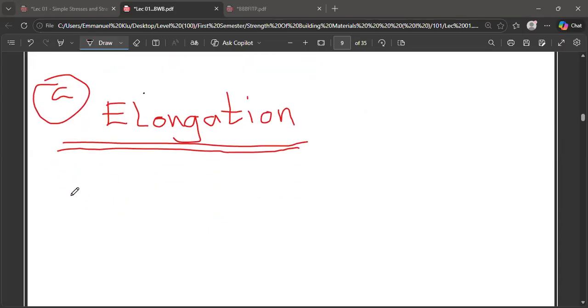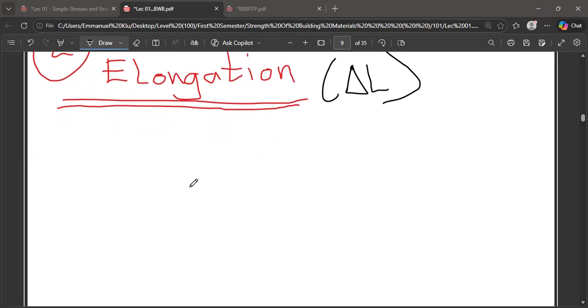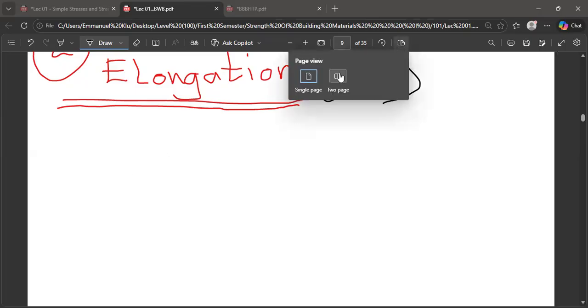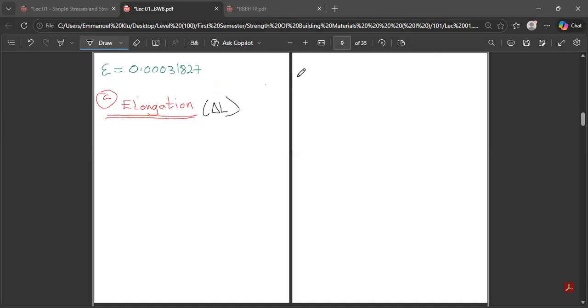Elongation. This is the symbol for change in length. Okay. So at the end of the day, if we want to write our change in length, we have to put some formulas and then make one the subject from there to be able to find it. But there are so many formulas, any one that you choose to use. Let me show you something over here quickly before we go.